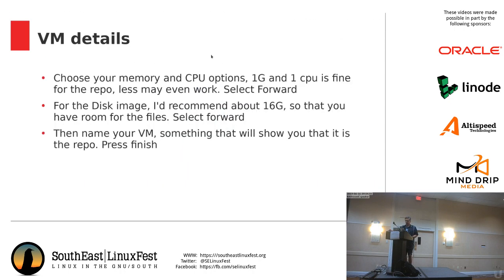Okay. So, oh, I already went through these steps. Choose your memory and CPU options. One gig, one CPU is fine. For the disk image, give it a little more than 10. If you have a small ISO like this, I could actually have left it at 10 gigs, but give it a little bit more. And then name the VM.